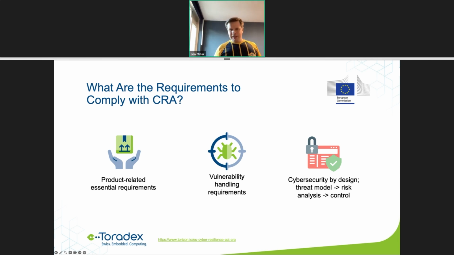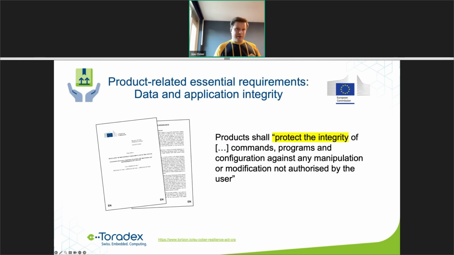All right, let me dive into, however, our first product-related essential requirement, data and application integrity. This is one that is referenced specifically in the CRA. It says that all products shall, quote, protect the integrity of commands, programs, and configuration against any manipulation or modification that is not authorized by the user. So what do we mean when we say integrity protection?